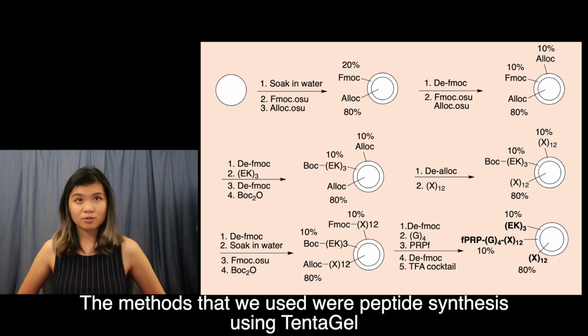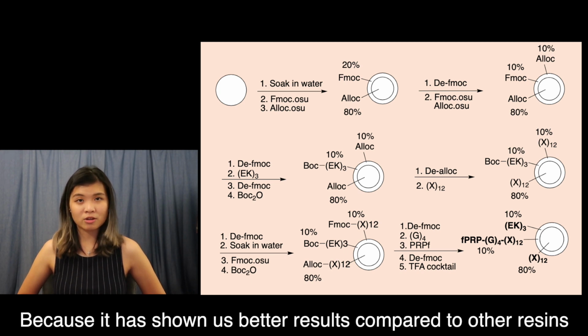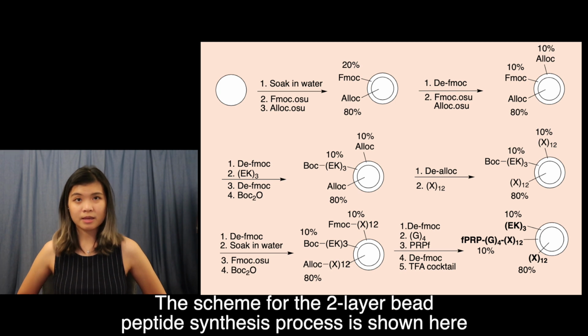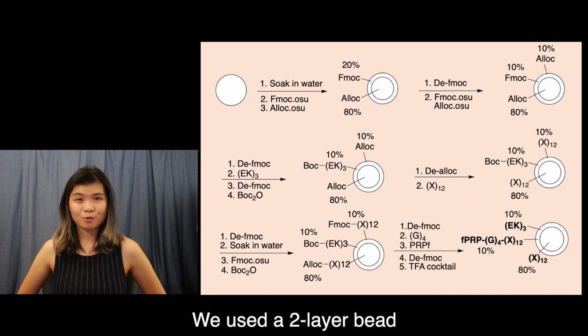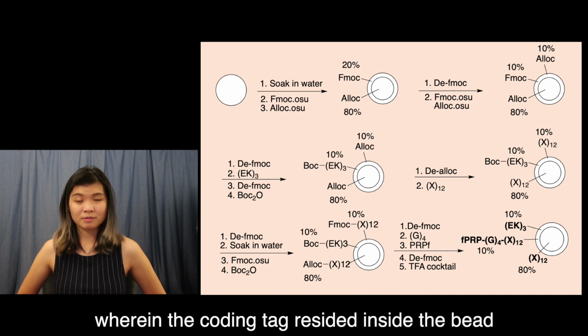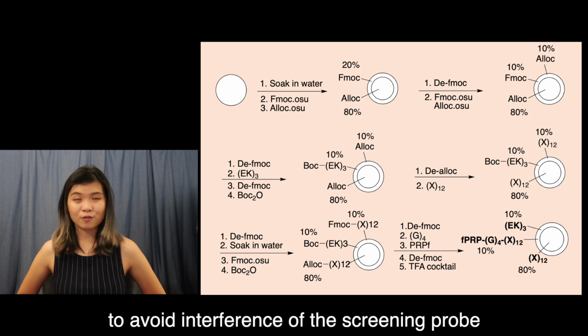The methods that we used were peptide synthesis using TentaGel because it has shown us better results compared to other resins. The scheme for the 2-layer bead peptide synthesis process is shown here. We use a 2-layer bead wherein the encoding tag resides inside the bead to avoid interference with the screening probe.